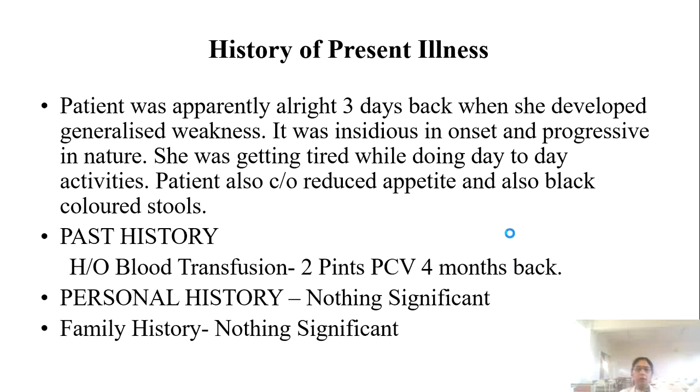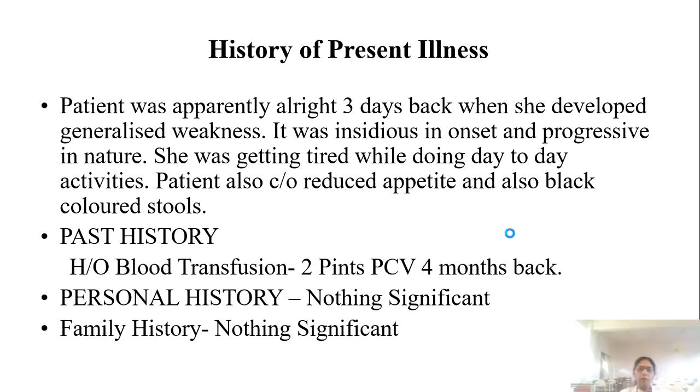What is the history of present illness? The patient was apparently alright 3 days back, when she developed generalized weakness, insidious in onset and progressive in nature. She was getting tired while doing day-to-day activities, which we already discussed, and she also has reduced appetite and black colored stools. The patient may be bleeding inside, and the black colored stools indicate internal bleeding.